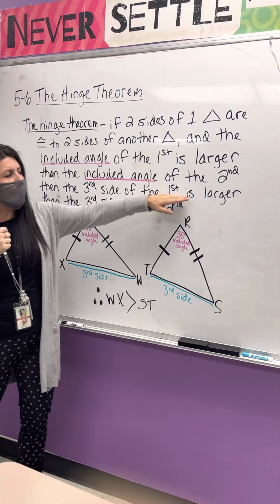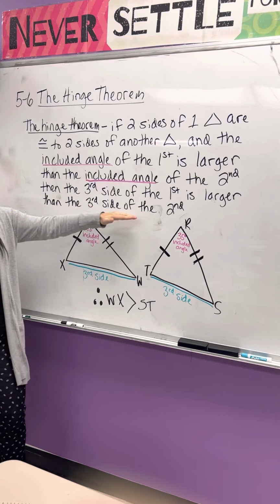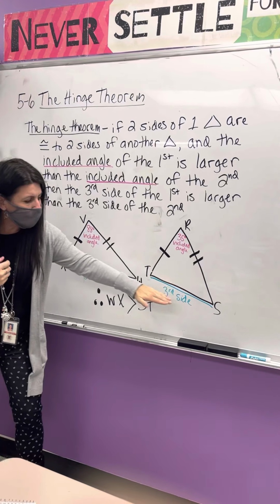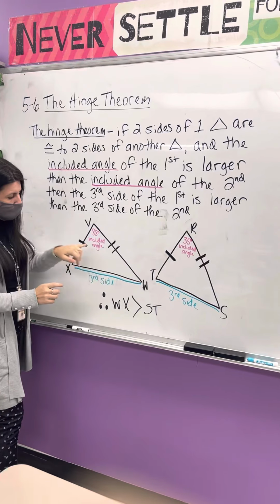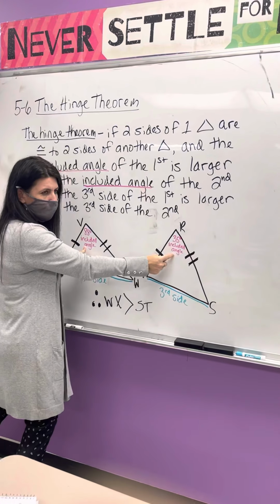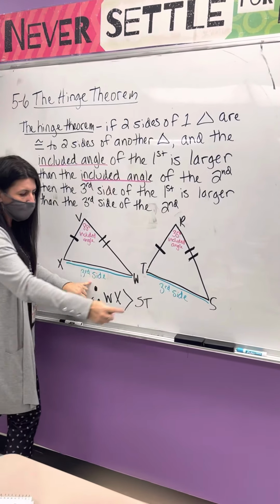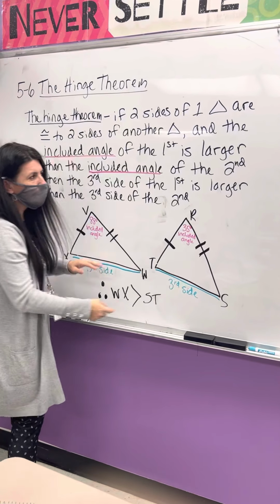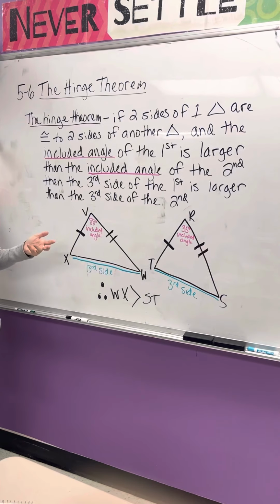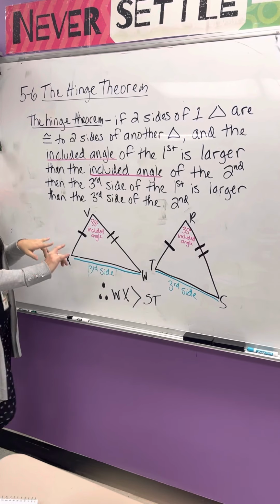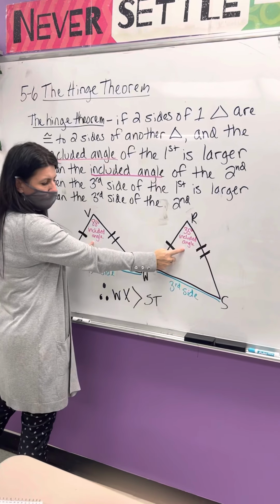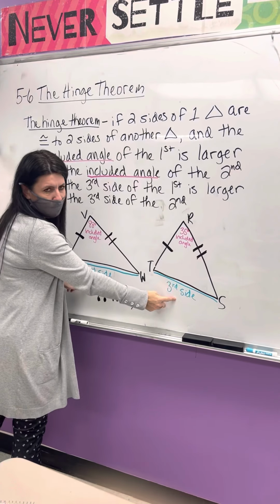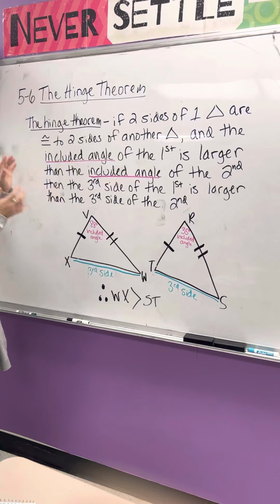Then the third side of the first is larger than the third side of the second. This blue down here is your third side. Congruent, congruent, included angle. What it tells us is this included angle is bigger than this one, which tells us this side is bigger than this side. So this is really wordy, but that's what it means. So for the hinge theorem, again, you have to have two sets of congruent sides. This angle is bigger than this angle, so this side is bigger than this side. So that's our regular hinge theorem.